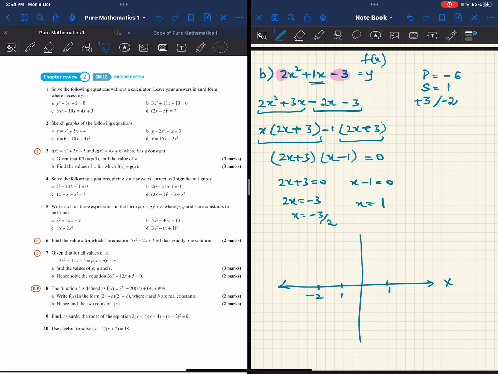So it's here. It's a U-shaped curve. So this is 1, 0, and this point is -3 by 2, 0. On the x-axis, the y-coordinate is always 0, and the y-intercept, which is the constant, will be 0, -3. As on the y-axis, the x-coordinate is always 0. So that is our sketch for question B.